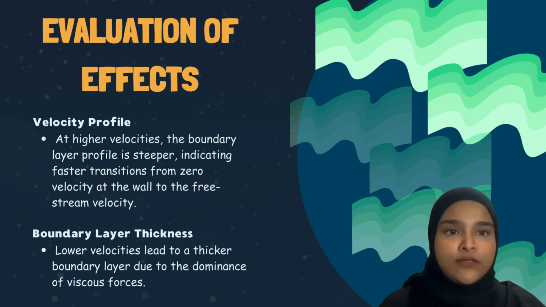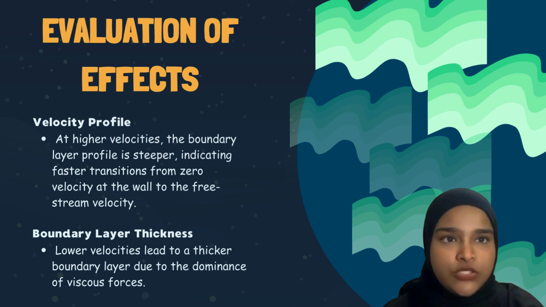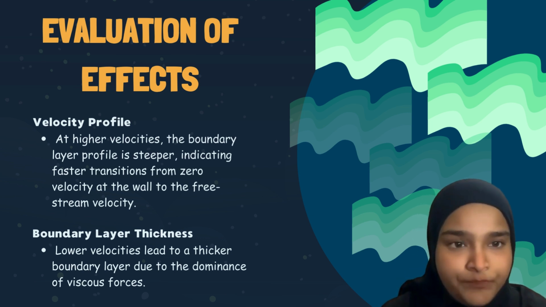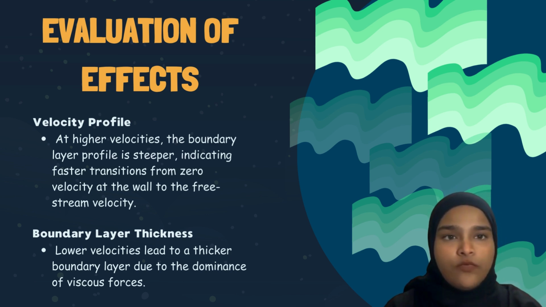Evaluating the effect. First, velocity profile. At higher velocities, the boundary layer profile is steeper, indicating a faster transition from zero velocity at the wall to the free stream velocity. Second, boundary layer thickness. Lower velocities lead to a thicker boundary layer due to the dominance of viscous forces.